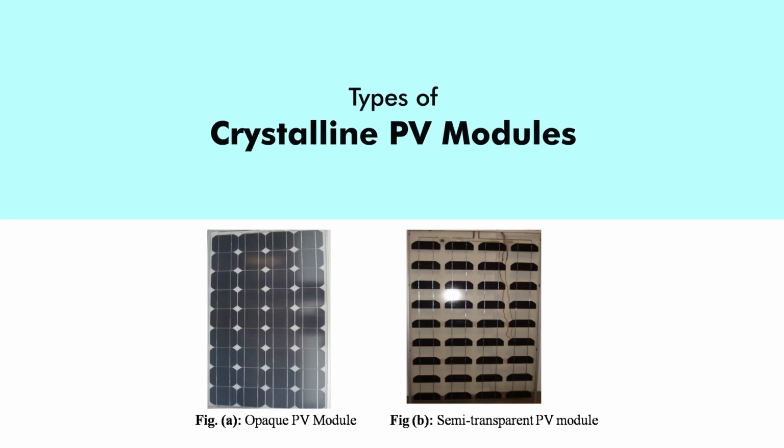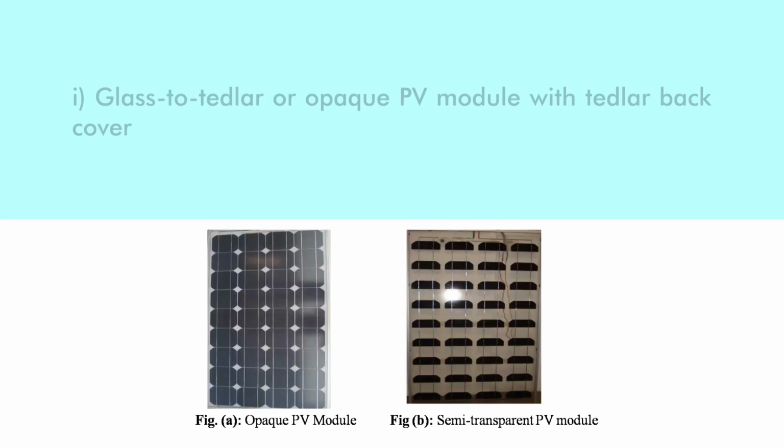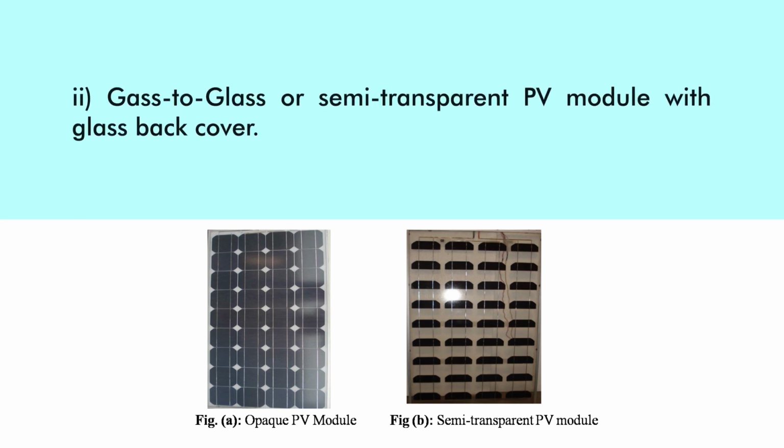There are two types of crystalline PV modules available, depending on whether the back cover is opaque Tedlar or transparent. The first is glass to Tedlar, or opaque PV module with a Tedlar back cover, and the second is glass to glass, or semi-transparent PV module with a glass back cover, as shown in this figure, A and B.